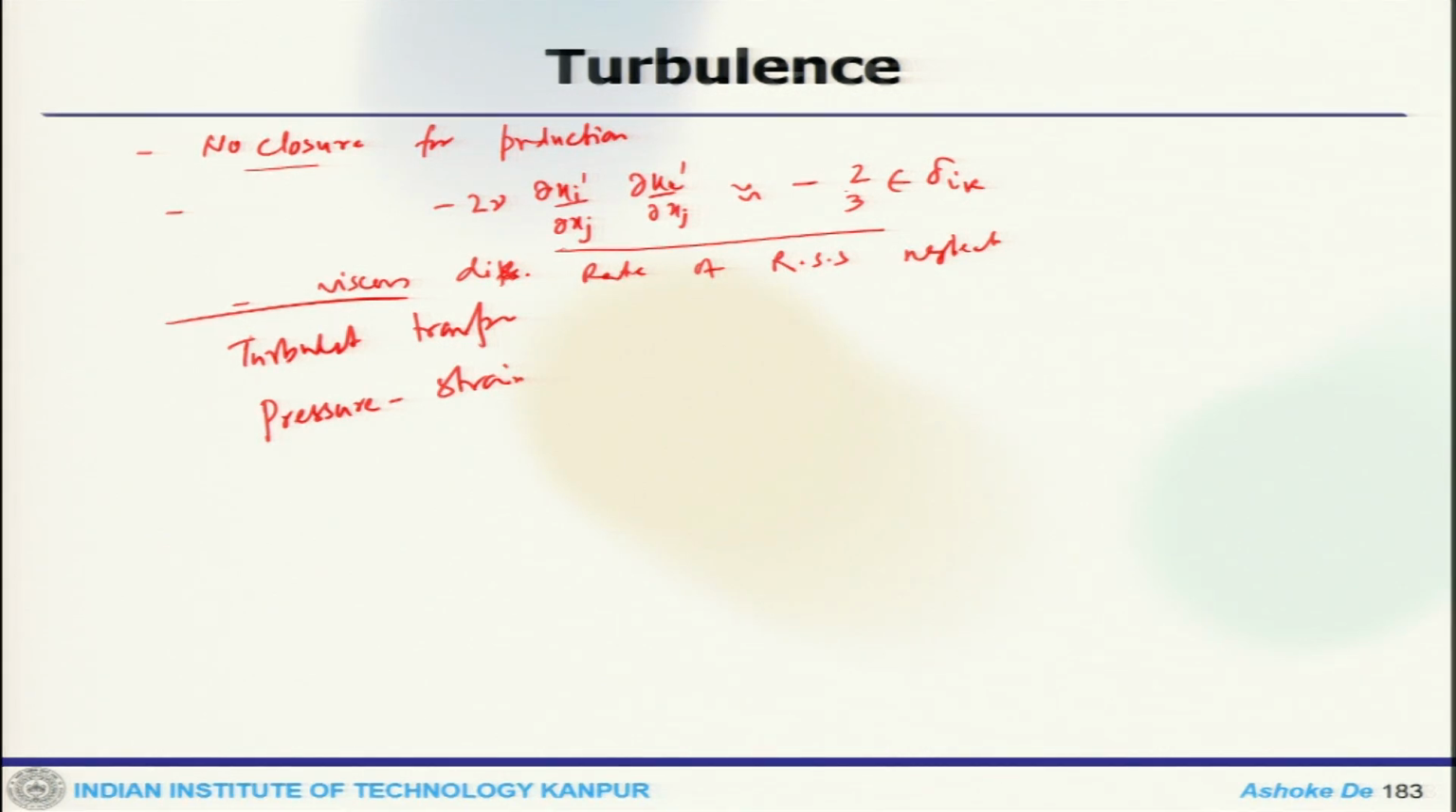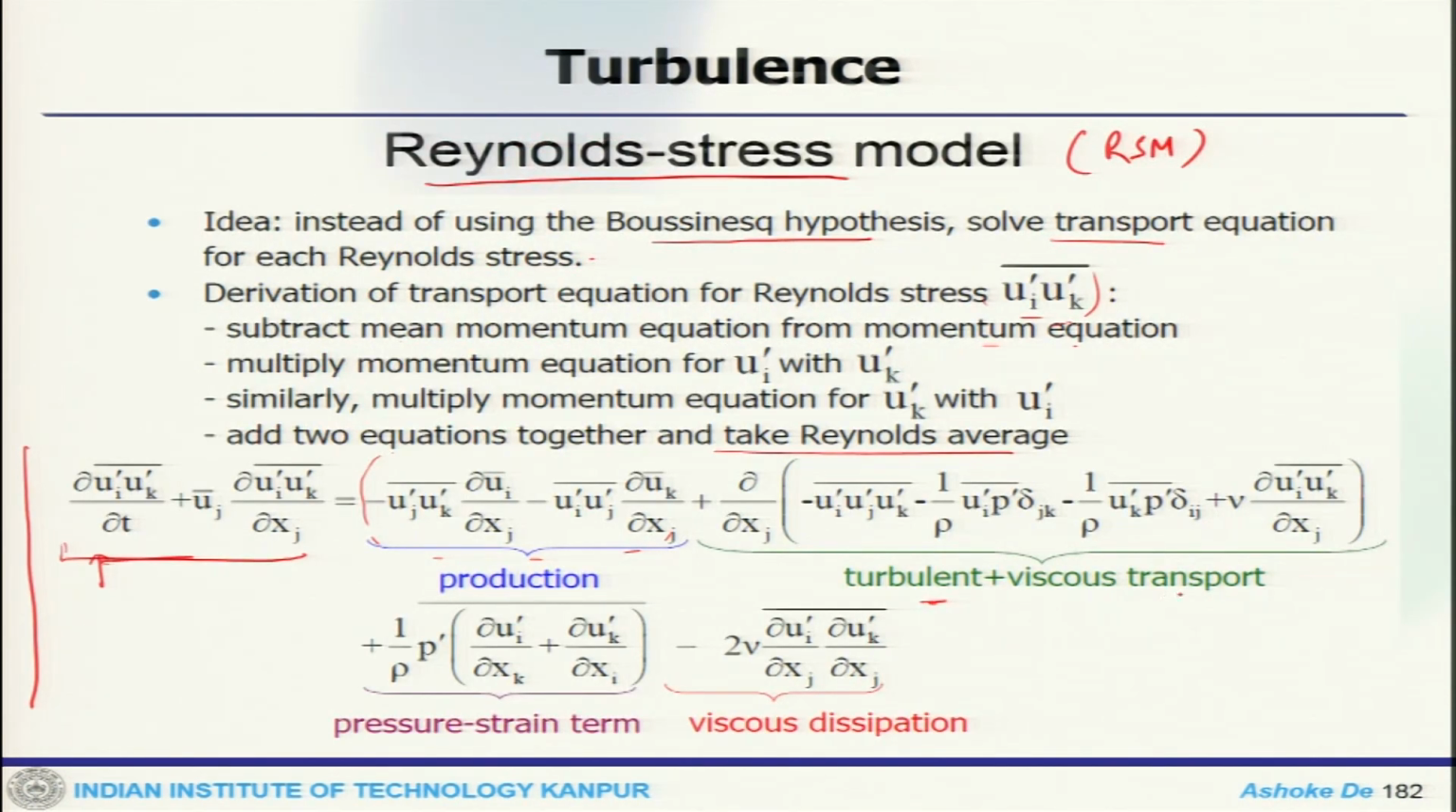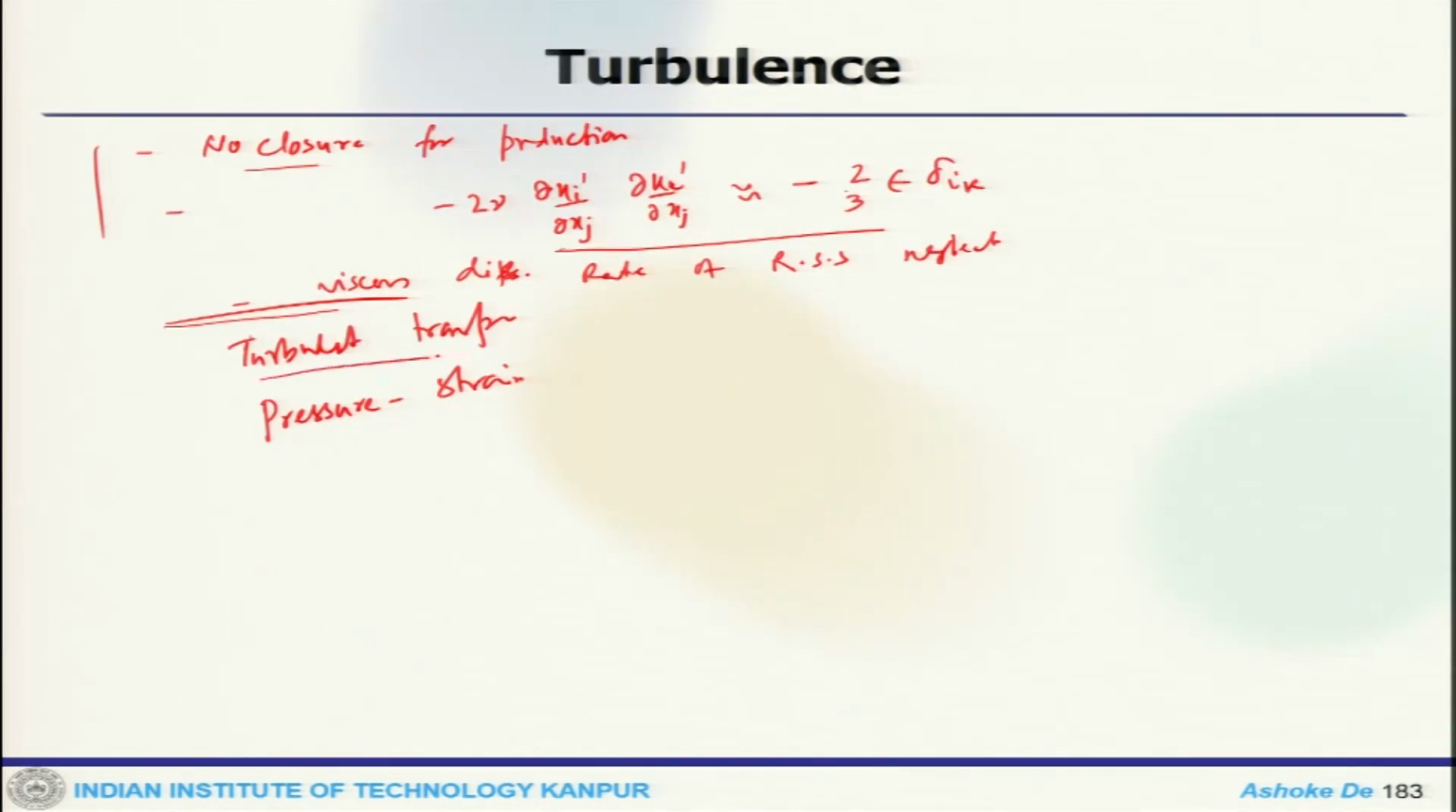Now, these are some of the things, but there are certain other problems, like turbulent transport. This is one of the terms which can create a problem for the closure. So these are closure problems. Turbulent transport is one term, then the pressure strain term, which is essentially responsible for return to isotropy, or rather destruction of Reynolds shear stress.